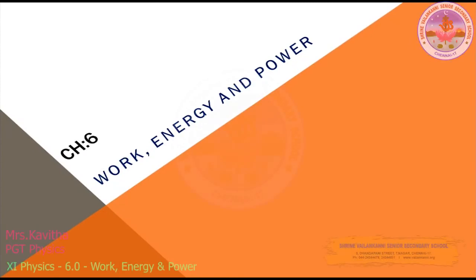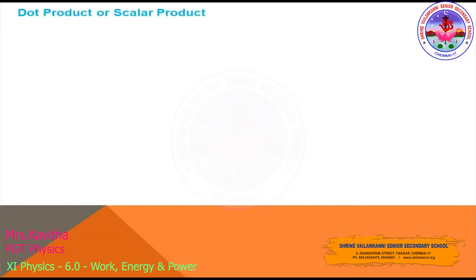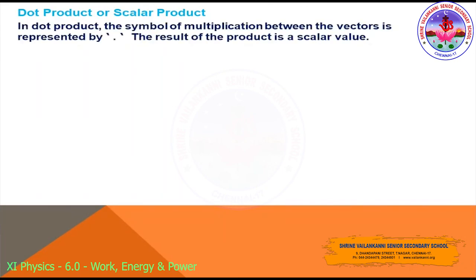Hello children, now the chapter 6, work, energy and power. Before that, we'll see what is work, energy and power. What is dot product, or we can call it a scalar product? We are going to recall it. Already we have studied it in the previous chapter, right?